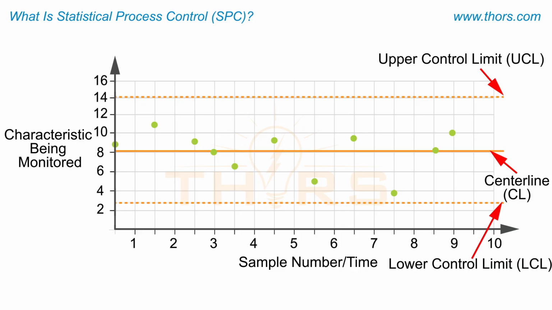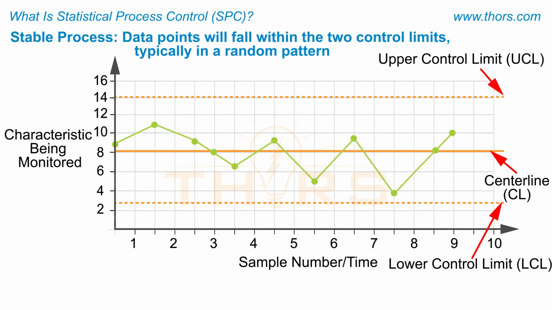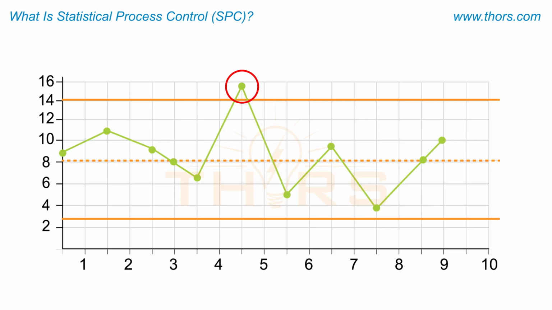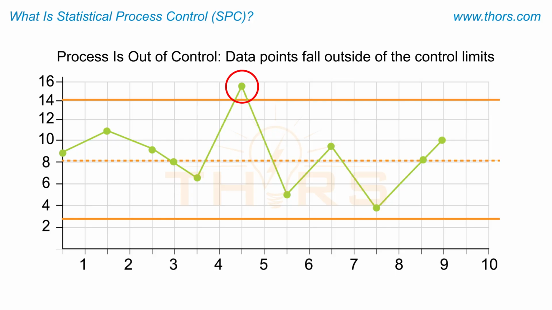The data points plotted on a control chart are typically connected by lines to reveal the pattern of performance of the process. When the process is stable, all data points will fall within the two control limits, typically in a random pattern. If any data points fall outside of the control limits, this may indicate that the process is out of control and requires inspection and correction.